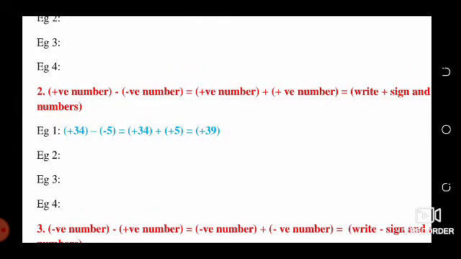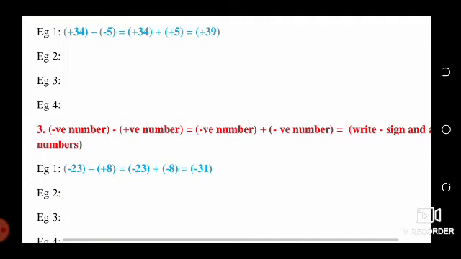For example, plus 34 minus of minus 5. So the first number plus 34, let it remain as it is. Now the second number's sign should be changed. So minus 5 has to be changed to plus 5. Again in between the symbol should also be changed to plus. So plus 34 plus 5 means write the plus sign and add the values. That is 34 plus 5 is 39. So plus 39 is the answer.